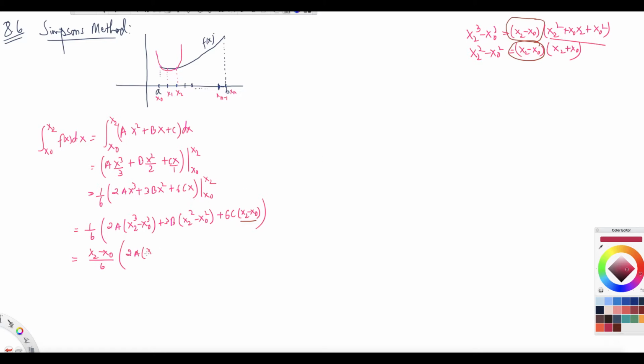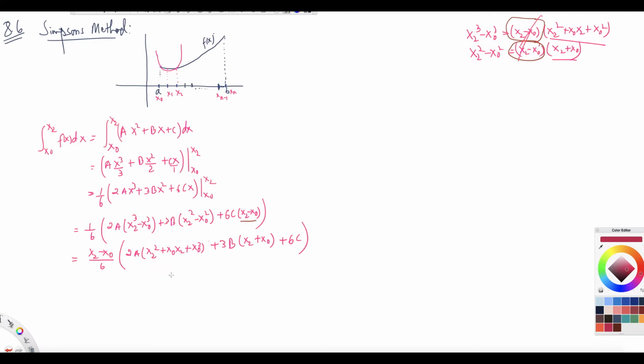So that will be x2 square plus x0 x2, right? And then plus x0 square. That's from the first term, plus 3b. What is left is x2 plus x0, right? When you take that out, what is left is this one on the second one, and then plus 6 times c. That's what you get. Are you guys okay? Now, by the way, that square is inside there. That square is x0 square. That's what it should be.